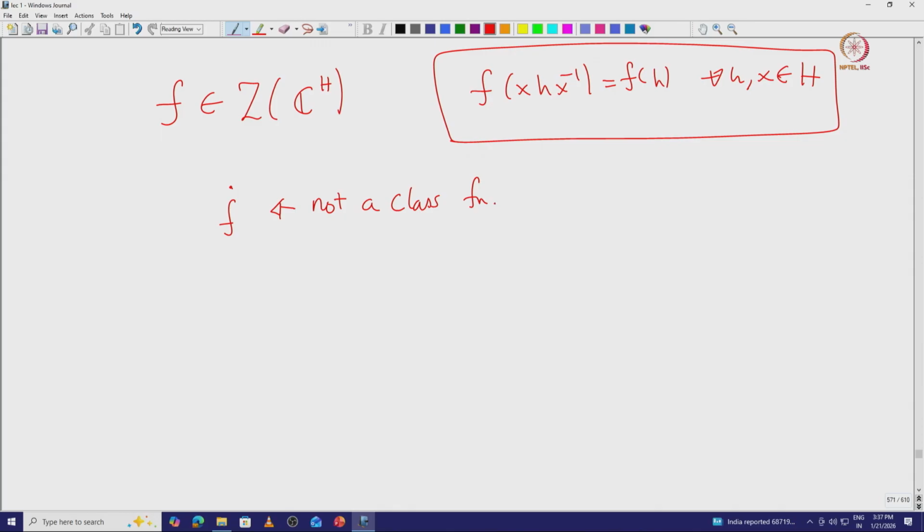So, how do we modify it? We just use what is called the induction. This is the induction of f from H to G. That is defined to be as follows.